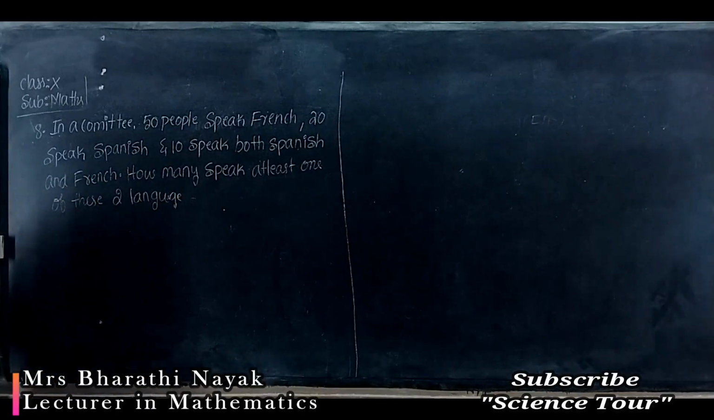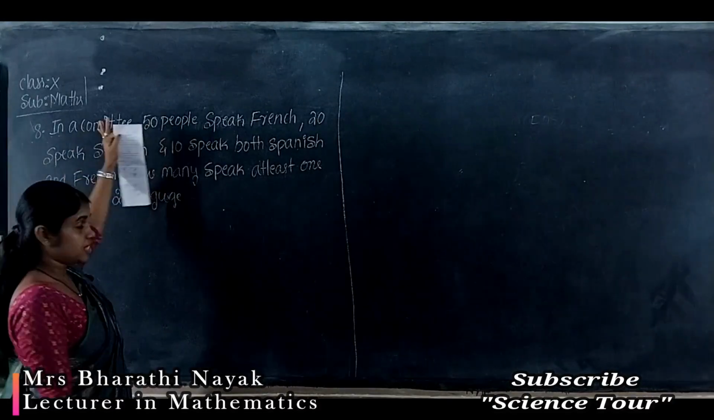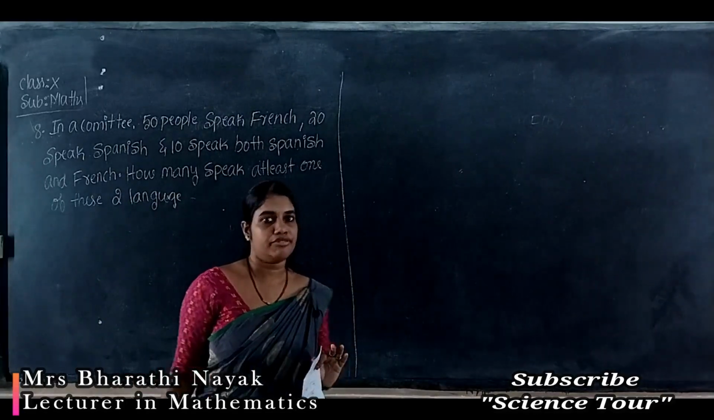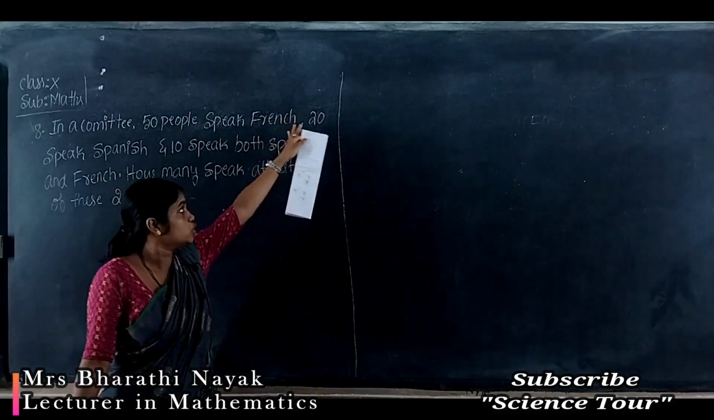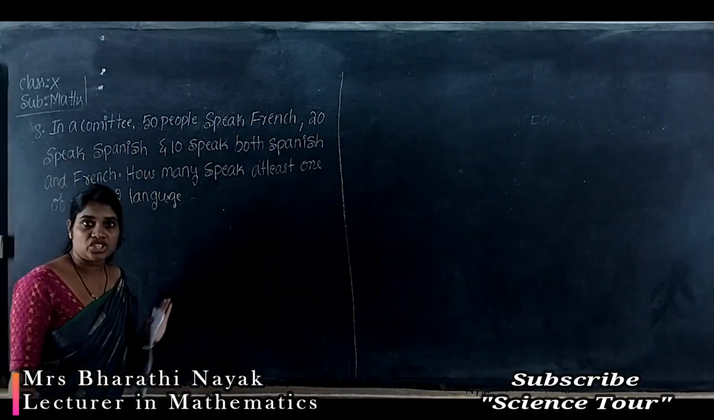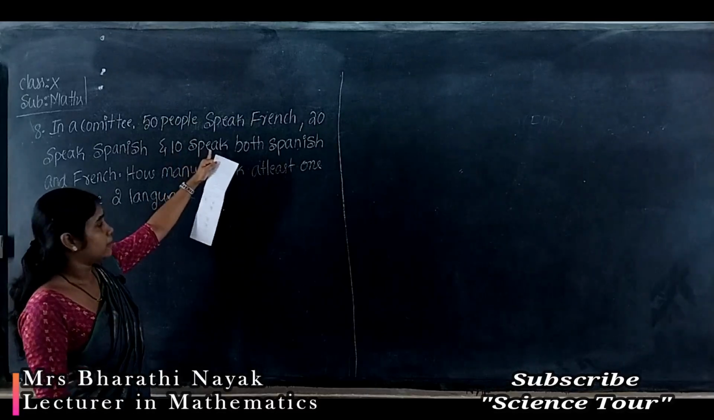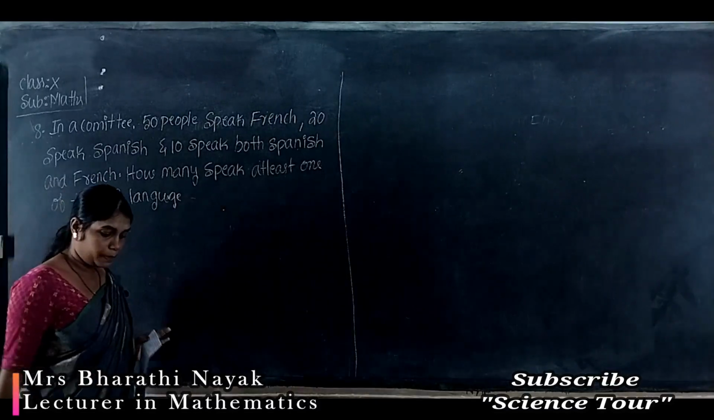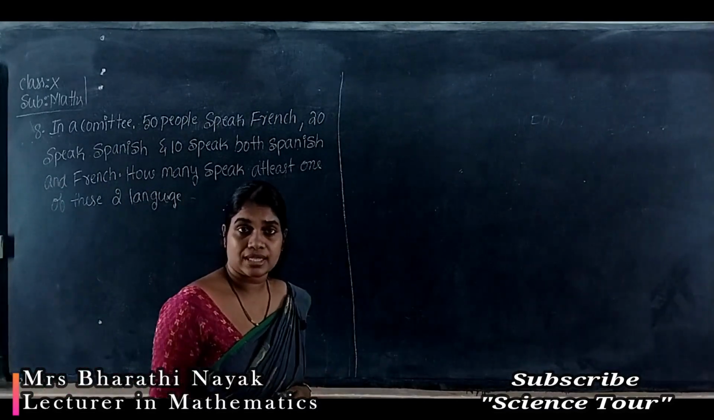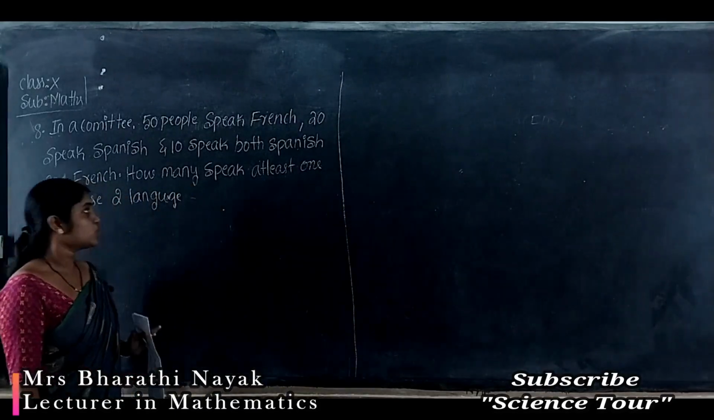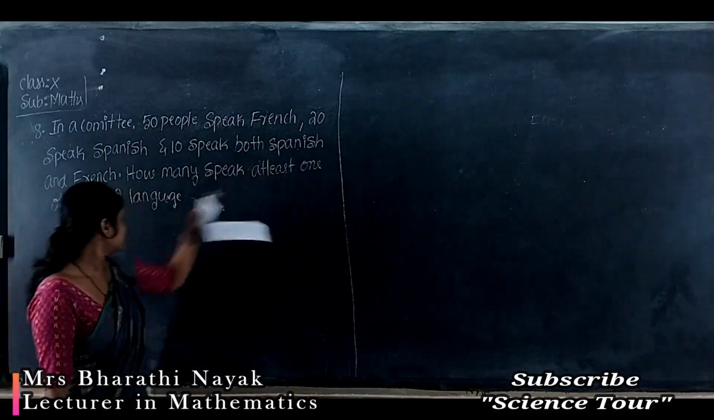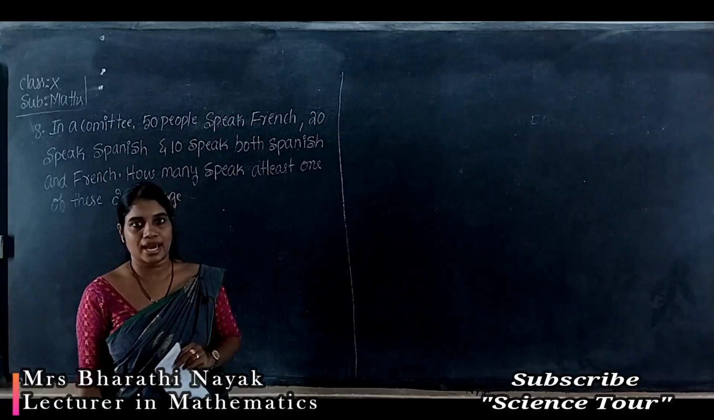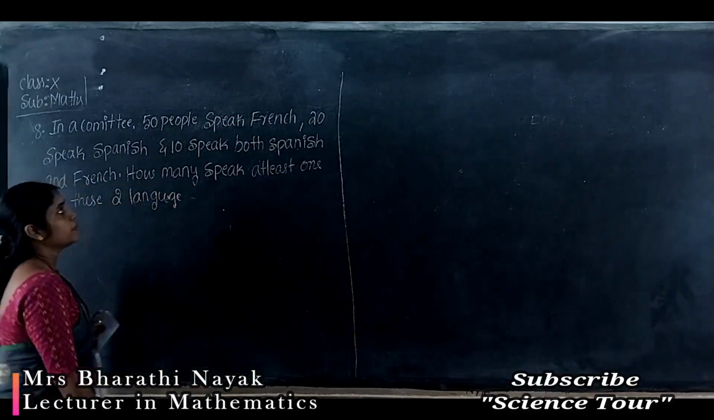This is your question. There is a committee. In a committee there are 50 people who speak French, 20 people who speak Spanish, and 10 people who speak both Spanish as well as French. Your question is to calculate how many people speak at least one of these two languages.